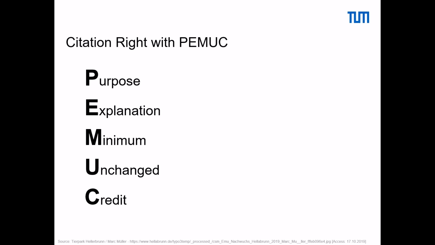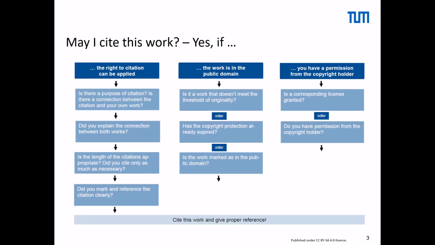Apart from the right of citation, there are other kinds of permissions, other ways we can use someone else's work. And for this, we have a checklist for you. We call this checklist, May I Cite This Work? And here you have the 3 different cases in which you can use another person's work. May I cite this work? Yes, if the right to citation can be applied, or if the work is in the public domain, or if you have permission from the copyright holder.